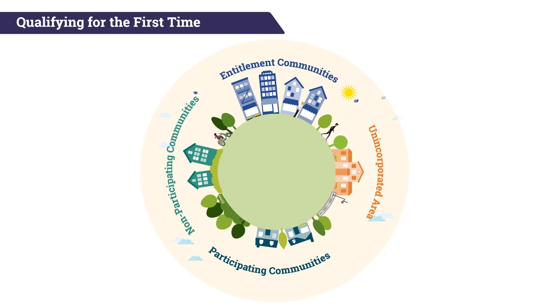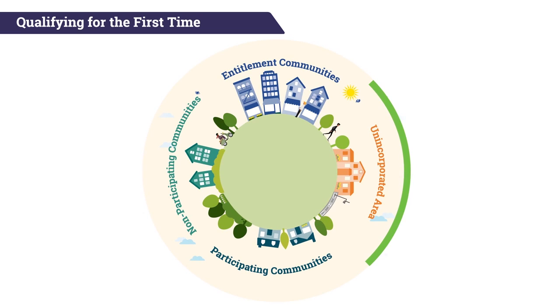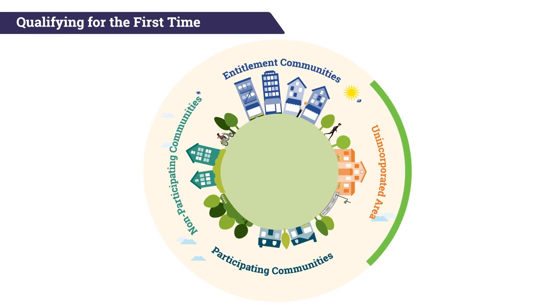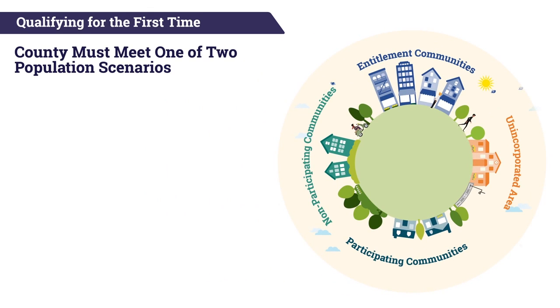The composition of your urban county will depend on which communities participate. If your county includes unincorporated areas, these areas are always part of the urban county. However, incorporated areas within the county can decide whether or not they would like to be included in the urban county. If they do, they are called participating communities. Once you know which communities will participate, you will need to determine whether your urban county will meet the threshold criteria for qualification. First, your county must meet one of two population scenarios.